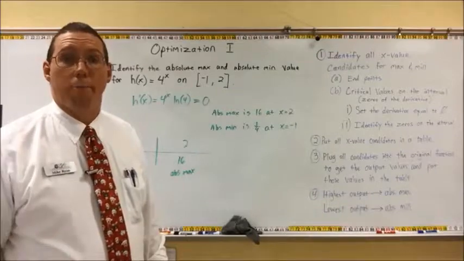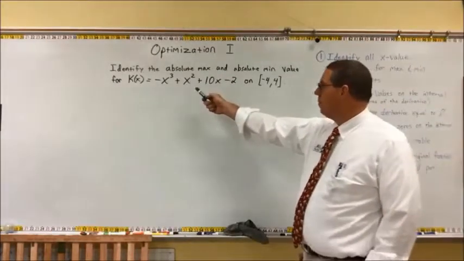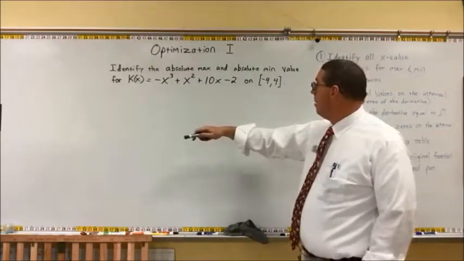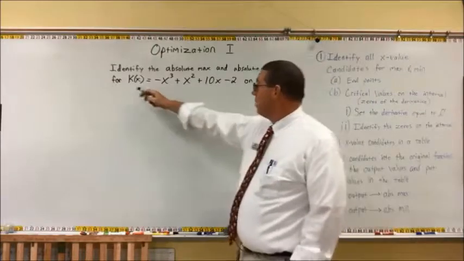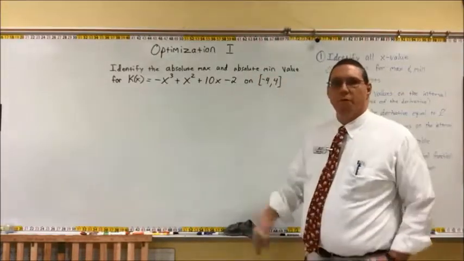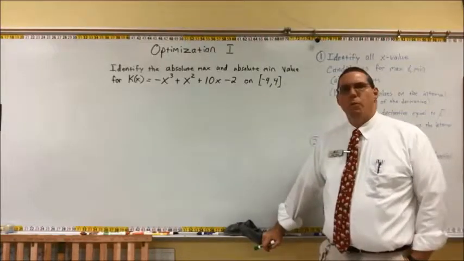Let's try another problem. All right, so here's another one. We're back to a polynomial. We're looking for the absolute maximum and absolute minimum on k of x, which is a cubic polynomial, on the closed interval from -4 to 4. Why don't you pause the video and see if you can do this one on your own, and then watch me work it out.